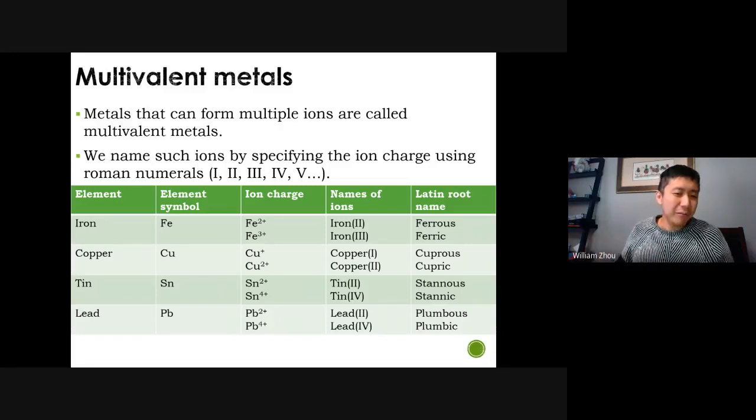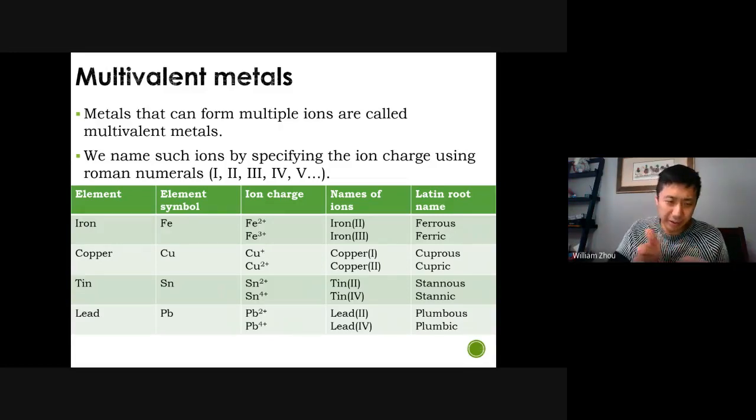I have here four different examples. Again, these are four of many examples. How do we distinguish between the different ions? Well, we use Roman numerals. Roman numerals are I, II, III, IV, V: 1, 2, 3, 4, 5. I'm sure most of you have seen those before in real life, probably on a clock or something. They aren't used very often, but in naming, we do use Roman numerals. You have to use Roman numerals to indicate which ion is present.